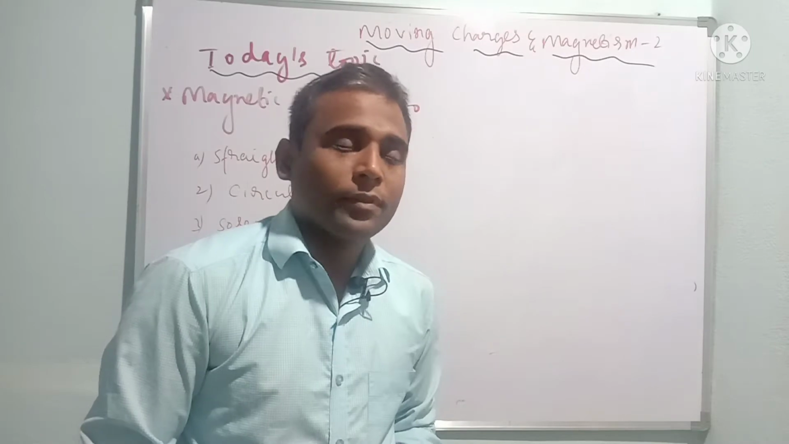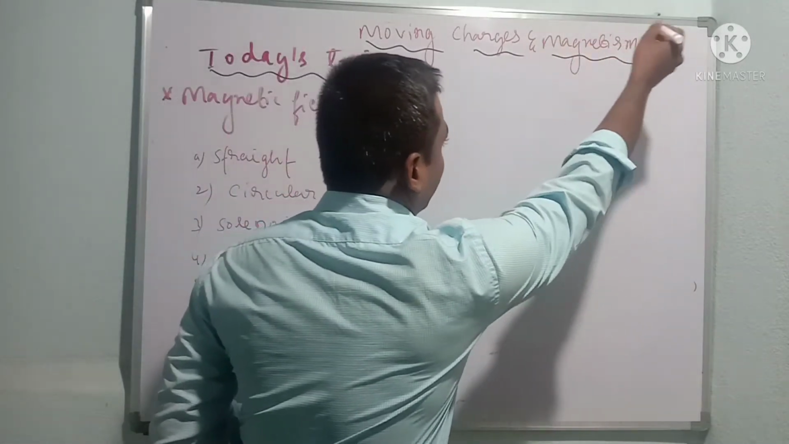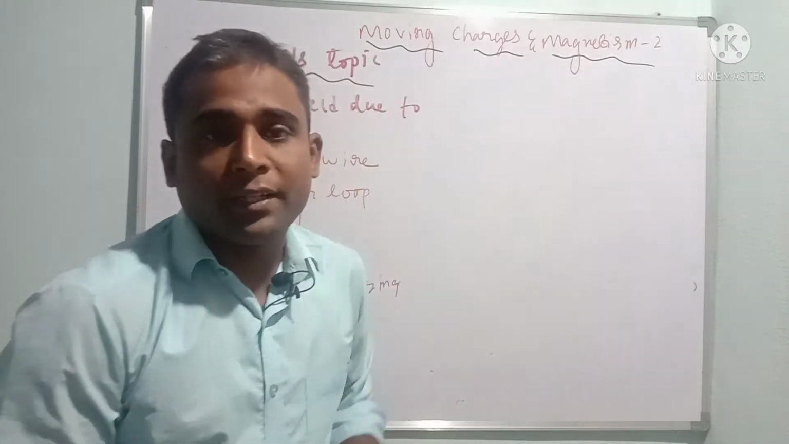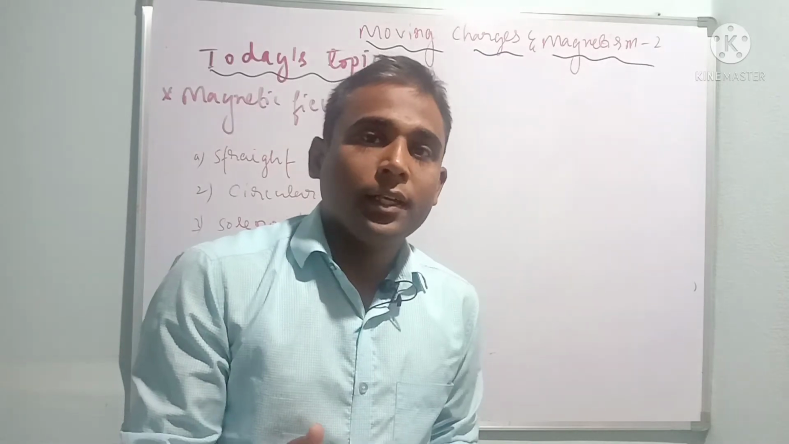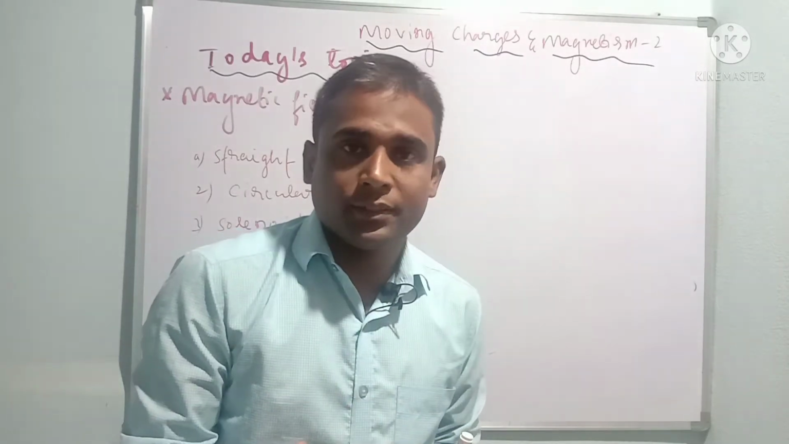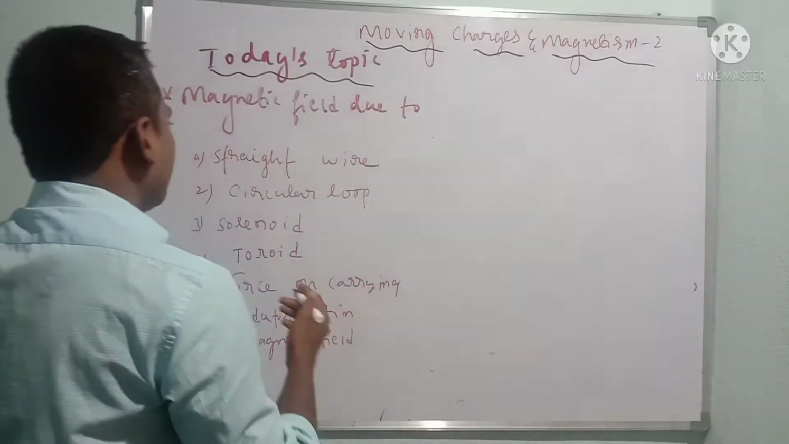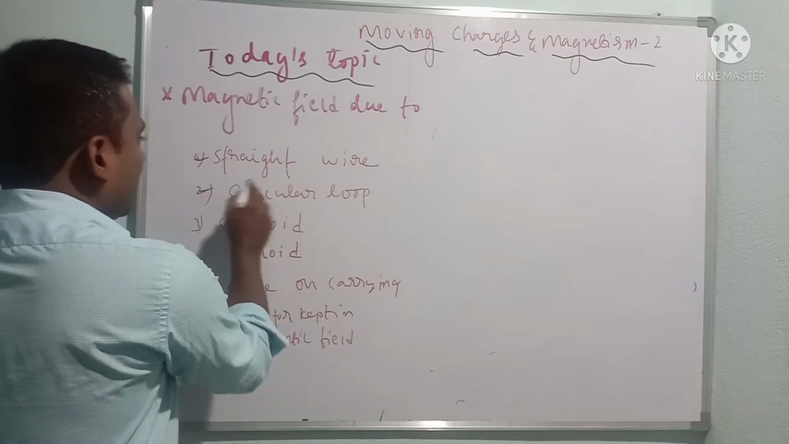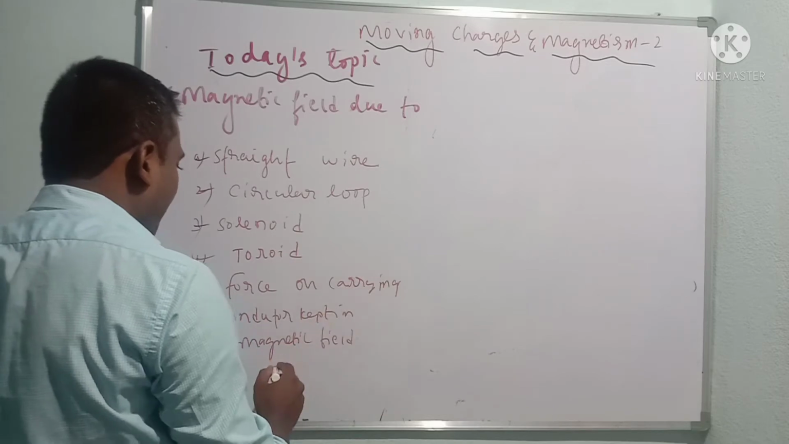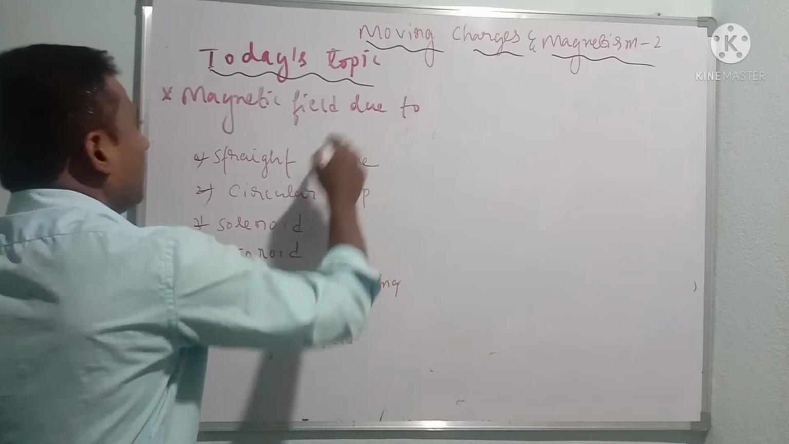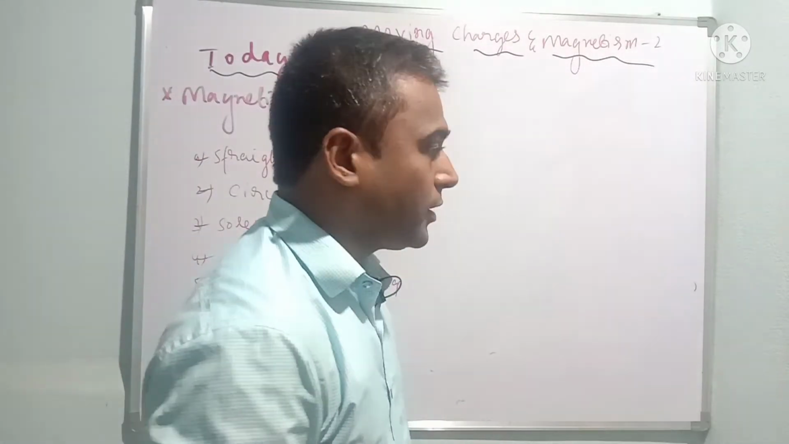So dear children, in this class we are going to understand moving charges and magnetism. I had explained in part 1 about magnetic force and Lorentz force, and we discussed those topics. Today we'll discuss the remaining topics: straight wire, circular loop, solenoid, toroid, and force on a current carrying conductor kept in the magnetic field. All of it is due to magnetic field. So let us learn without wasting time.